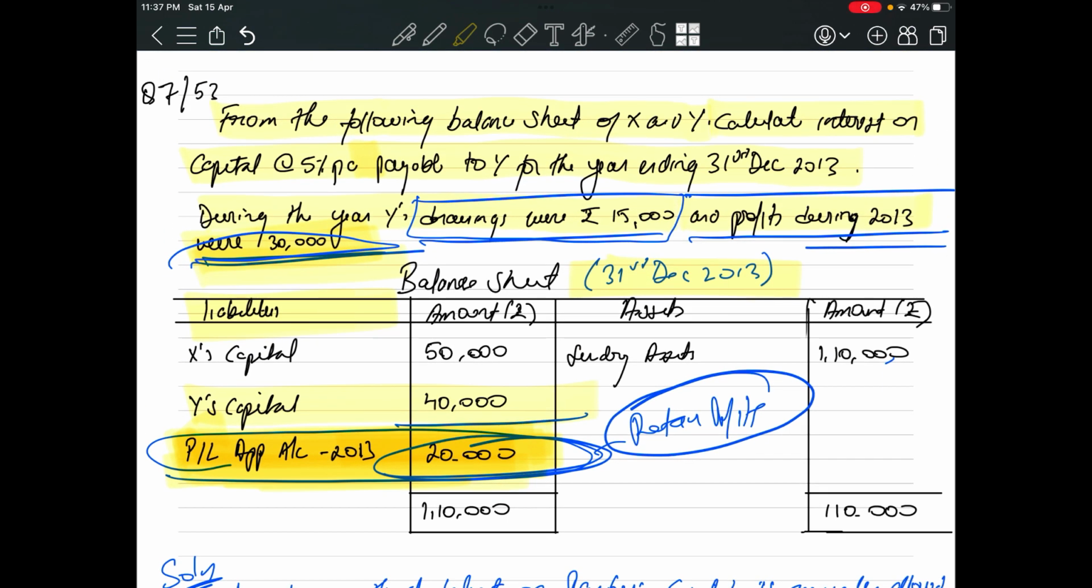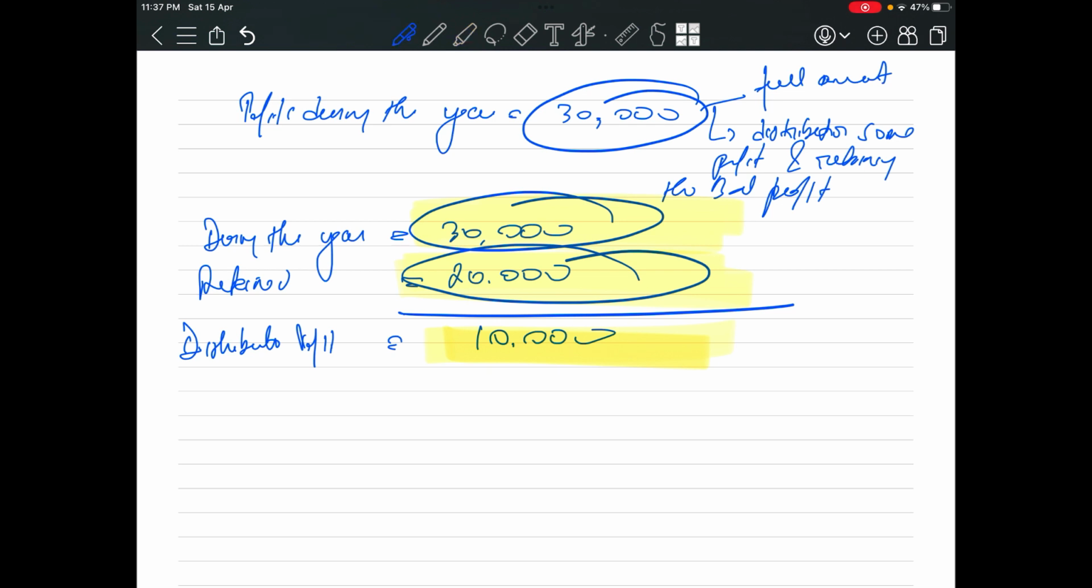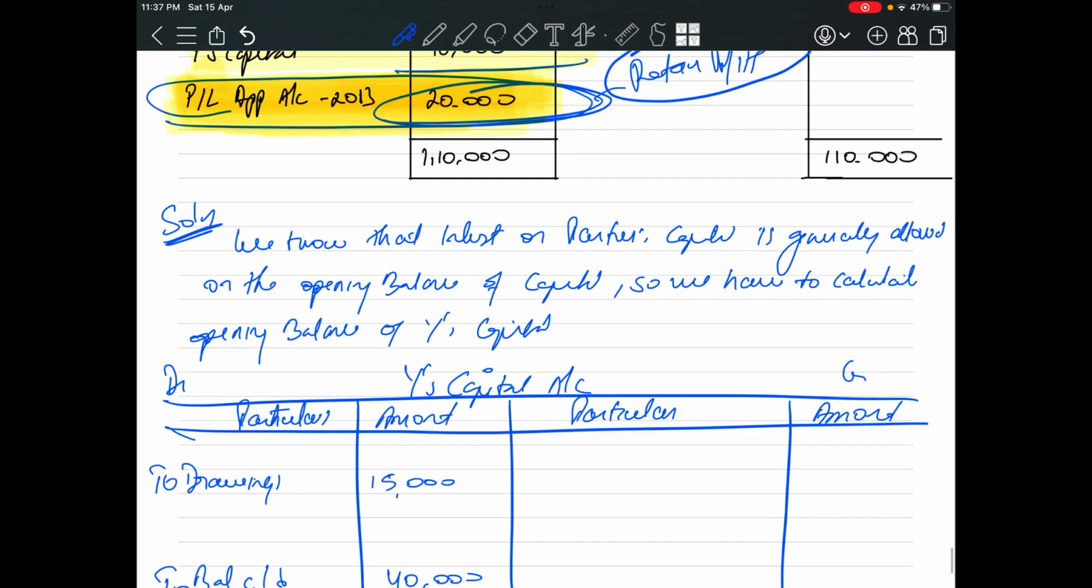Now there are two partners, X and Y. See, the question has not mentioned anything about the profit sharing ratio, so this profit will be distributed between X and Y in an equal ratio. It will be distributed equally. So X will get 5,000 out of 10,000, and Y will get 5,000 out of 10,000.